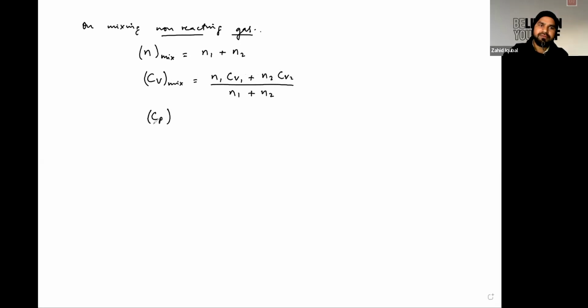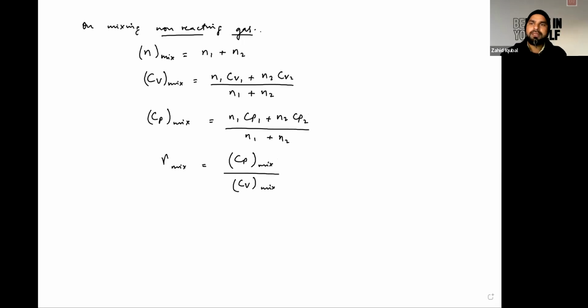Similarly, Cp of mixture will be N1 Cp1 plus N2 Cp2 divided by N1 plus N2. Now, if you divide these two terms, gamma of mixture will be Cp of mixture divided by Cv of mixture. Let me give you a question related to this part.